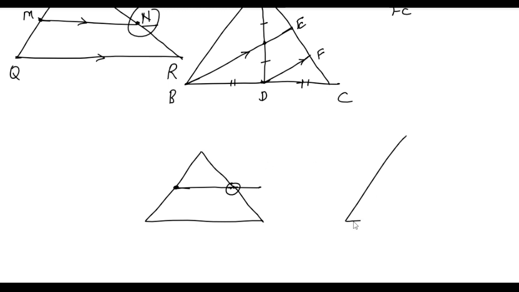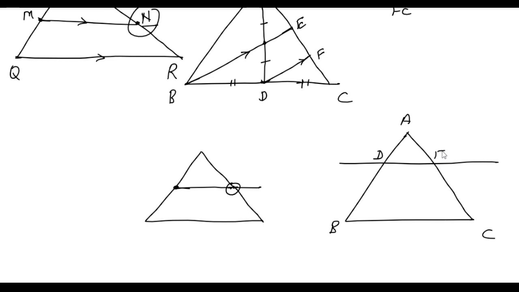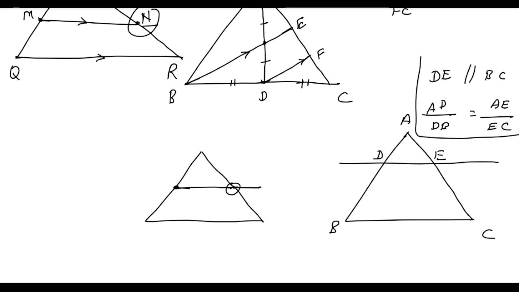Or you have a basic proportionality theorem, in which suppose I draw a line which is parallel to one side and cutting the other two sides in some ratio. So here it is A, B, C, and suppose here it is D, E, and it is given that DE is parallel to BC, then AD divided by DB is equal to AE divided by EC. Have you heard about this concept? This is the concept of triangles.